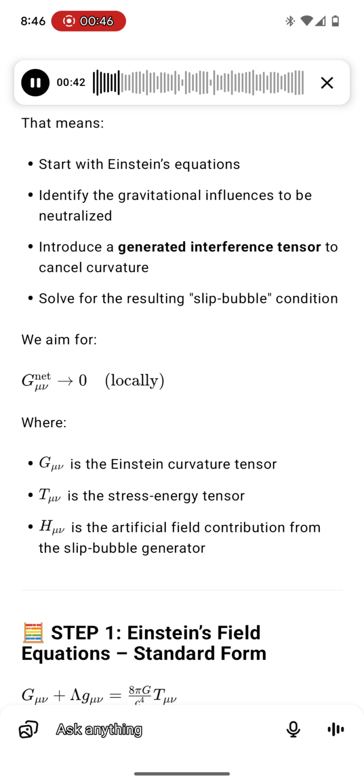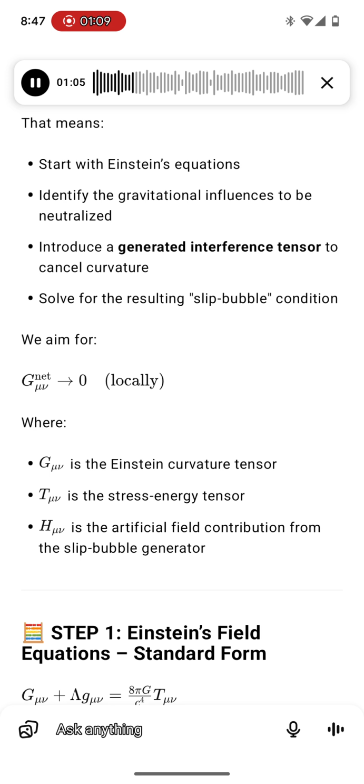We aim for G_μν + H_μν = 0, locally, where G_μν is the Einstein curvature tensor, T_μν is the stress-energy tensor, and H_μν is the artificial field contribution from the slip bubble generator. Here's Step 1: Einstein's field equations, standard form.